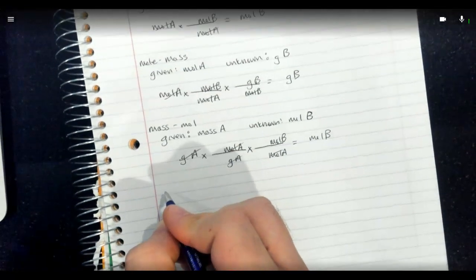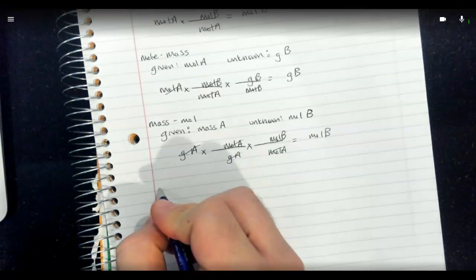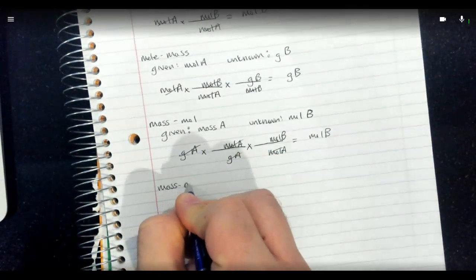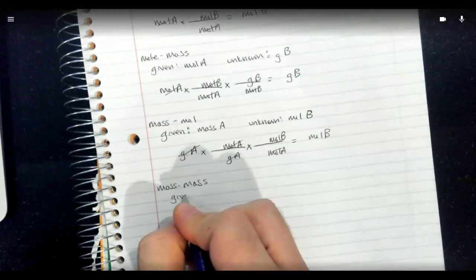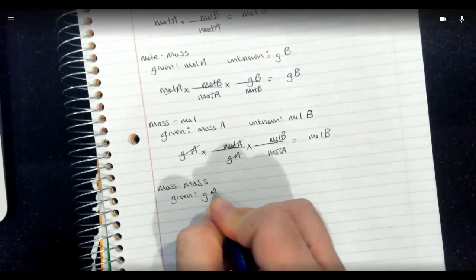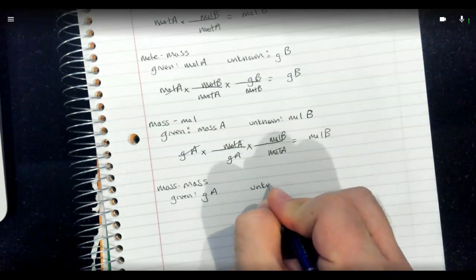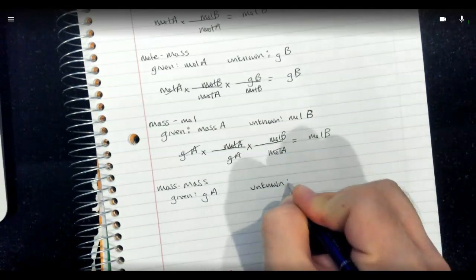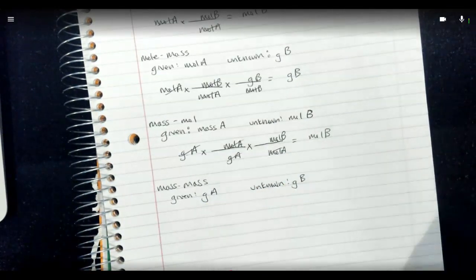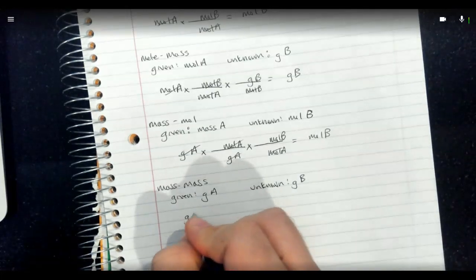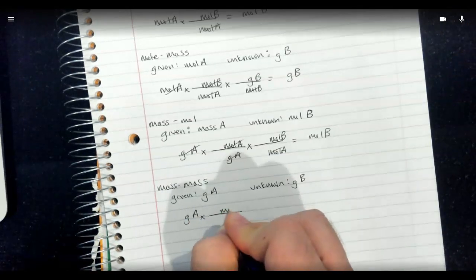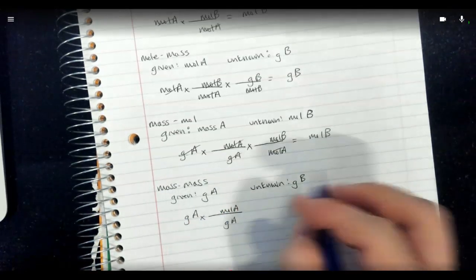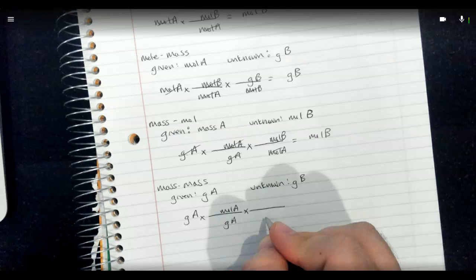Then the last type of stoich problem is going to be mass-mass. That means our given is going to be in grams of A, and what we're looking for, our unknown, is going to be in grams of B. So we start with grams of A. This unit drops down. Mole A goes up top. Because remember, we want to get to moles to convert to a different substance.